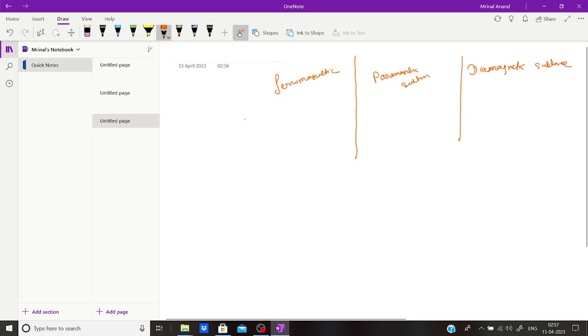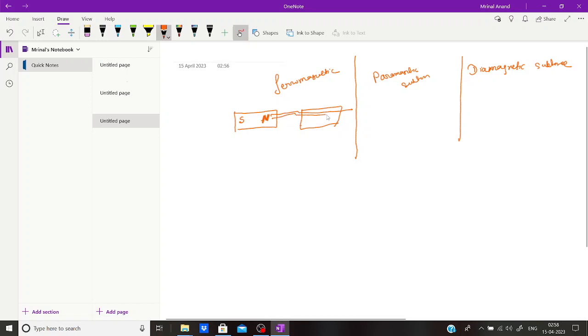So what is the meaning of ferromagnetic substances? Suppose this is the magnet, this is the north pole and this one is the south, and here you take a substance. That substance is a ferromagnetic substance. From this north side of this magnet, we have the outward field direction.